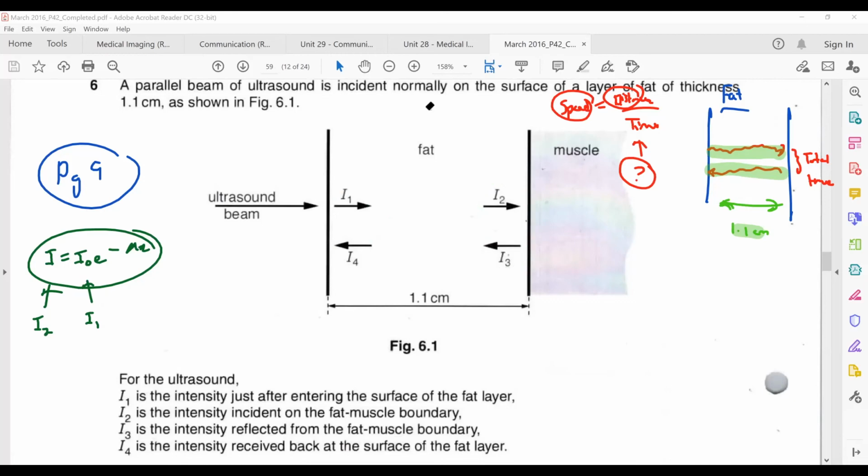But before I go to that, maybe it's better if I just draw something out here first. Say for example, I give you three different mediums. Medium 1, 2, 3. And then I give you a case where you have different intensity. This one is probably I1. This one is I2.